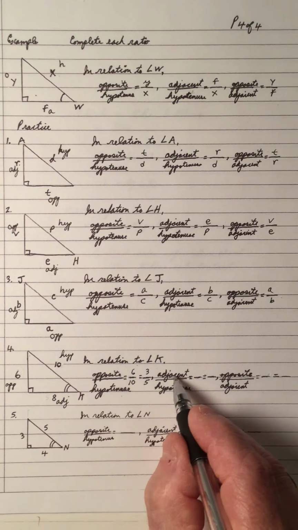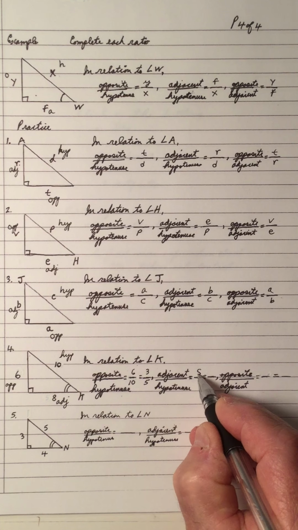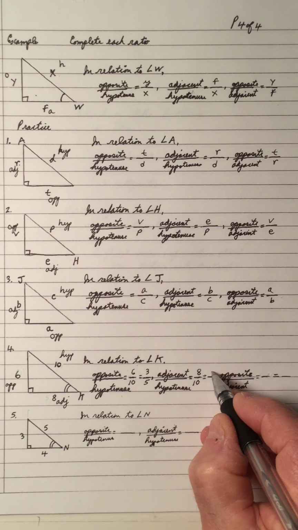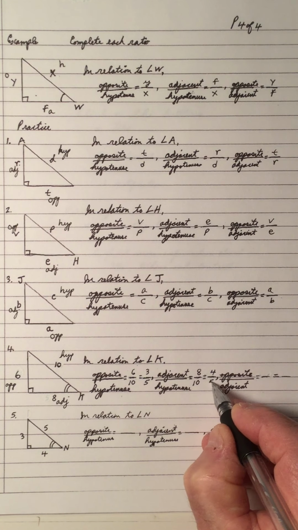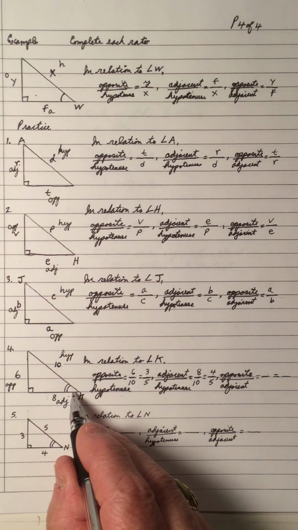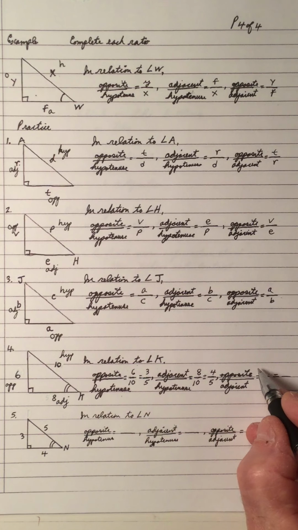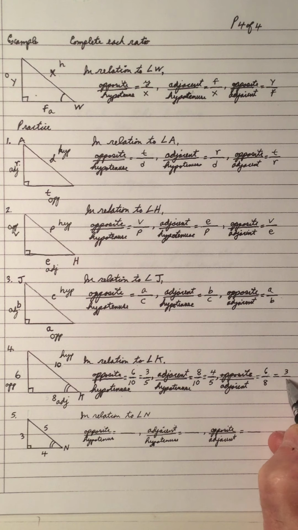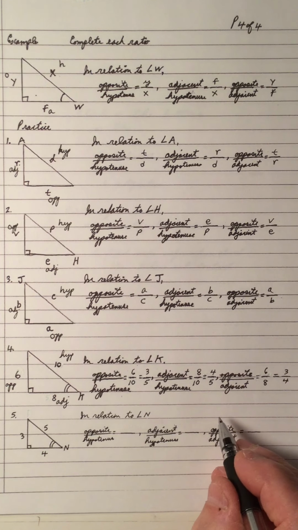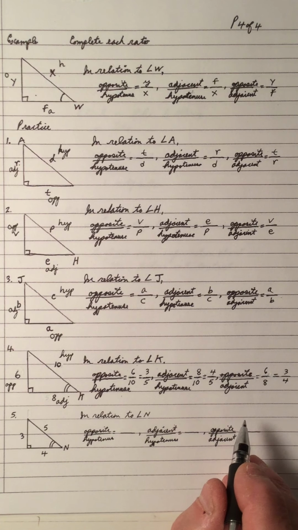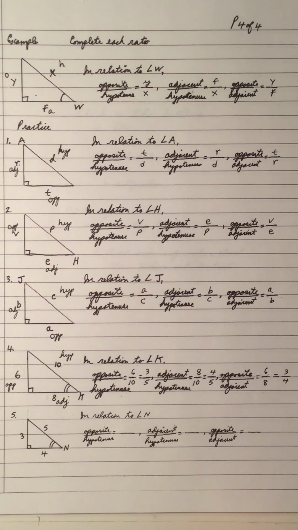The adjacent side is 8 over the hypotenuse, which is 10. And again, 8 over 10 reduces to 4 over 5 by dividing by 2. And in relation to angle K, opposite is 6 over 8, which divided by 2 is 3 over 4. Always reduce the fractions when you're working. When you have fractions that can reduce, always simplify, reduce them down.